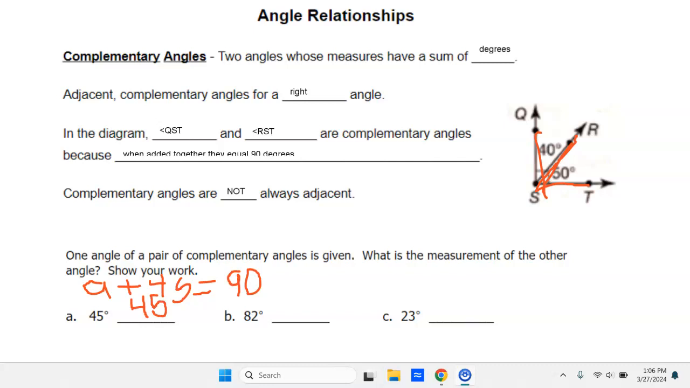Or in part B, what would I add to 82 so that I would get 90? So that's how you're going to solve those problems. Go ahead and pause now and try to solve B and C.